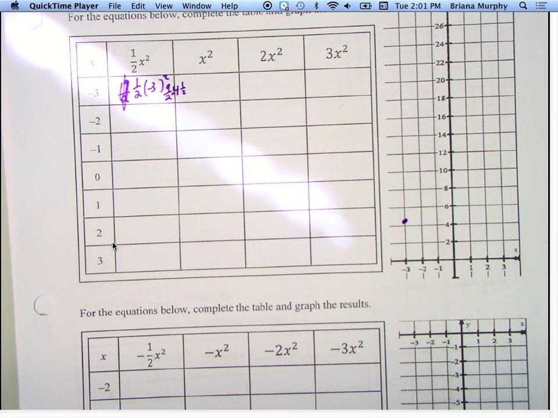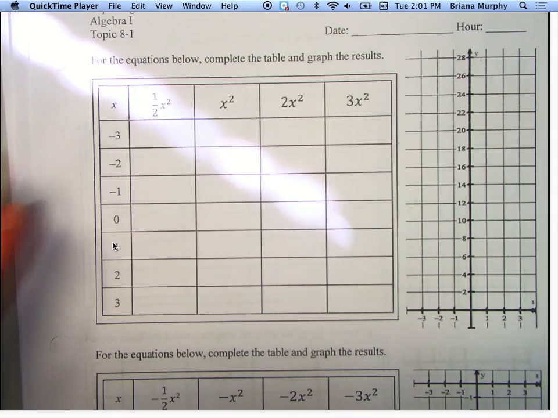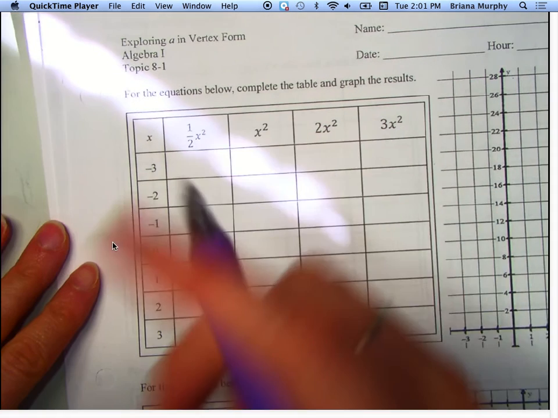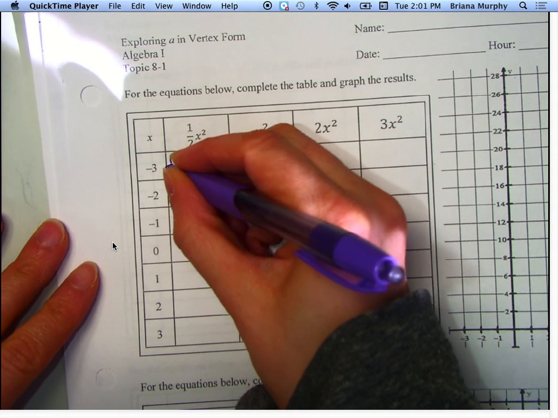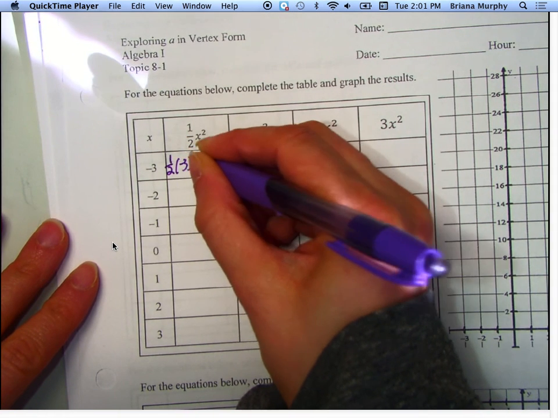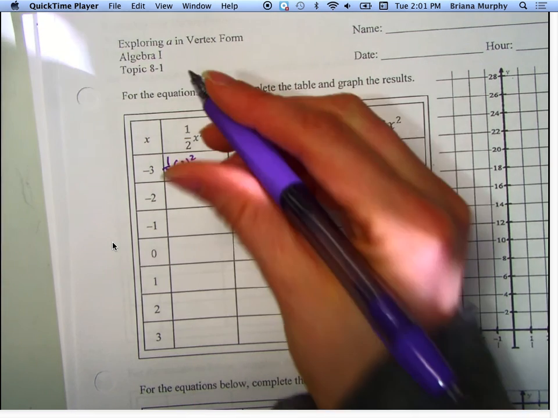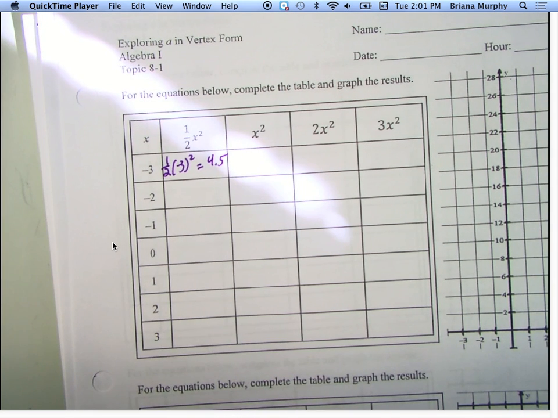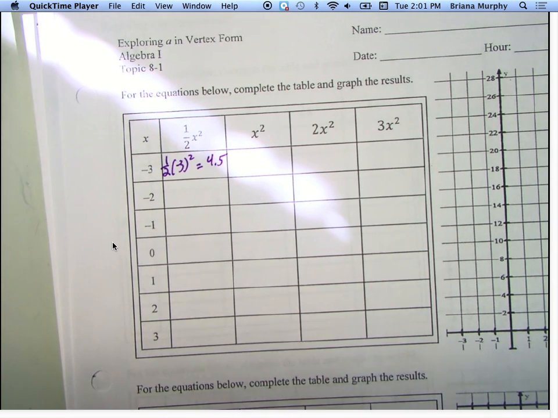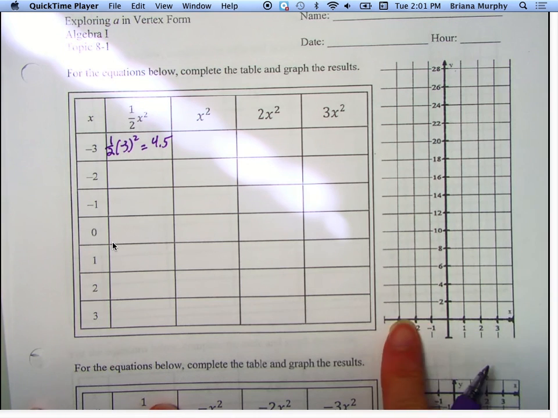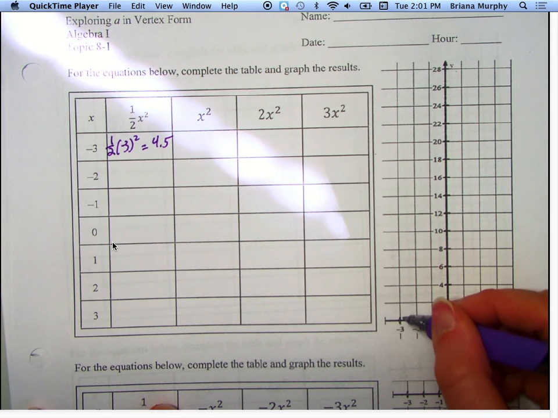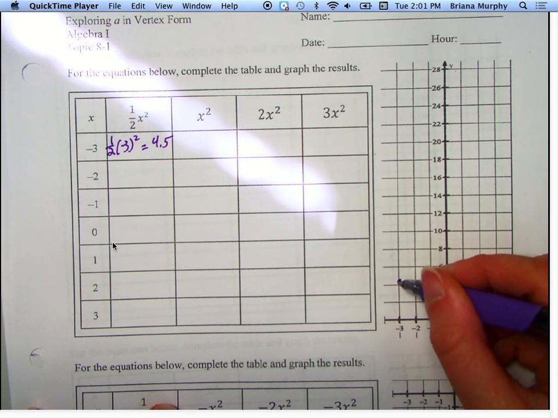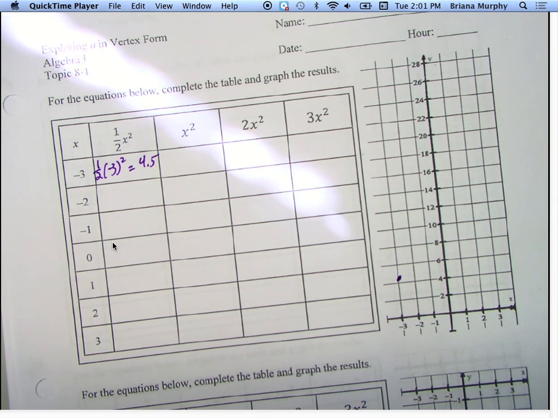I am looking at the single paper, not the packet right now. Let's try this again. 1 half times -3 squared equals 4.5. We're okay with that? Then I'm going to go where the x is -3, and I'm going to go up 4 1/2. And that's my dash.